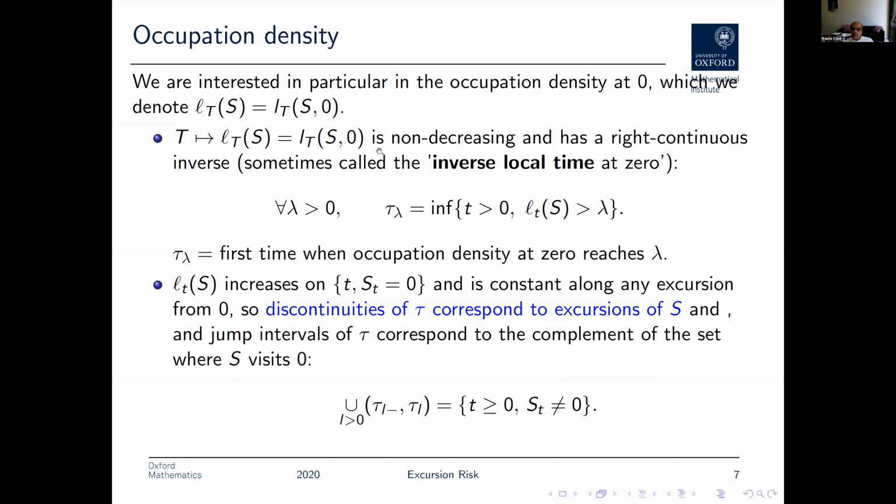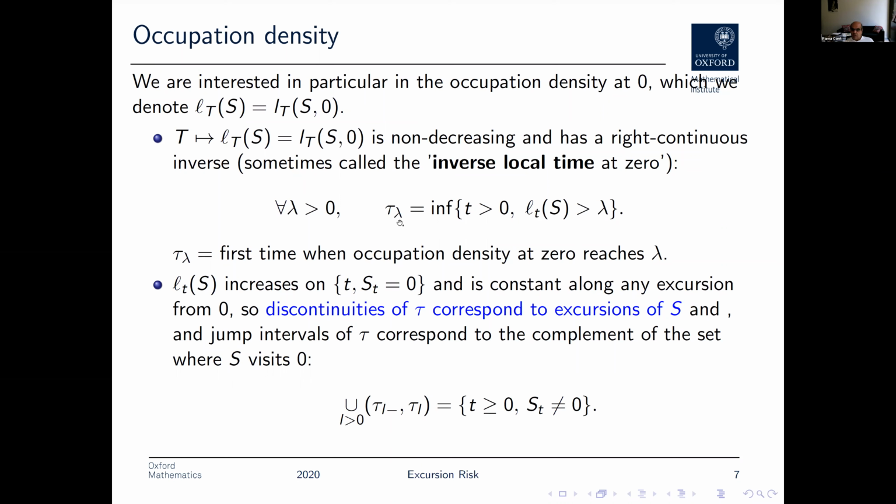So like any increasing function, it has a right continuous inverse, which we can define in this way. The inverse of any increasing function can be defined as the infimum of the argument. In this case, it's a time value. It's the first time at which the occupation density exceeds some level lambda. I call this tau lambda.